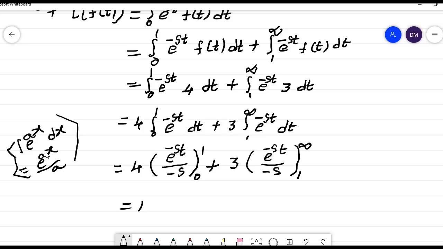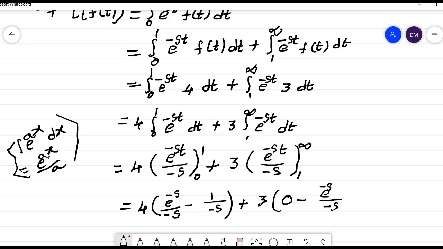So this is equal to 4 into, substitute the upper limit in the place of t: e power minus s into 1 means e power minus s by minus s. Substitute the lower limit in the place of t: e power 0, so minus of e power 0, which is 1, by minus s. Plus 3 into, substitute the upper limit in the place of t: e power minus infinity is 0, minus, substitute the lower limit: e power minus s by minus s.